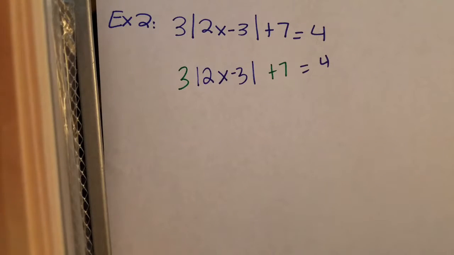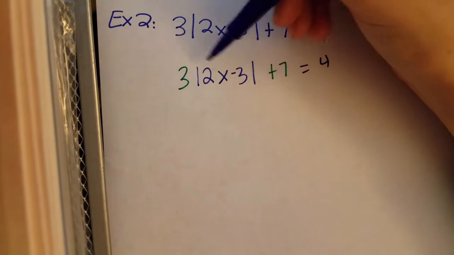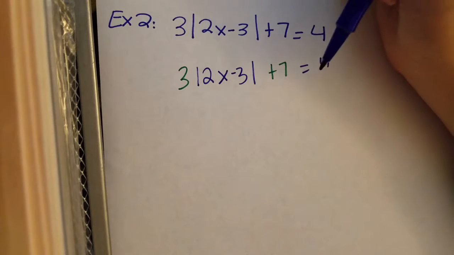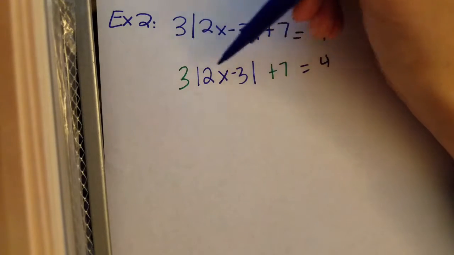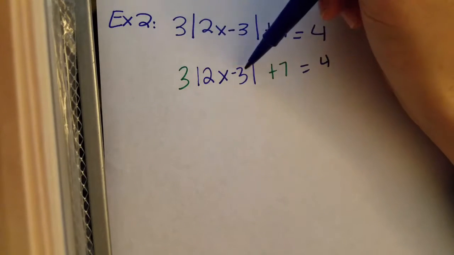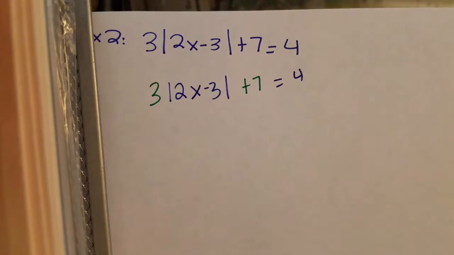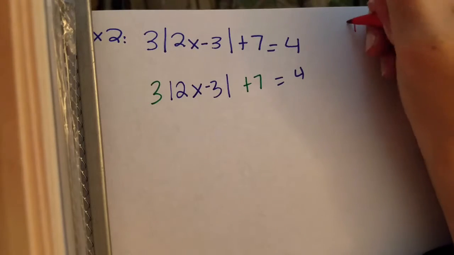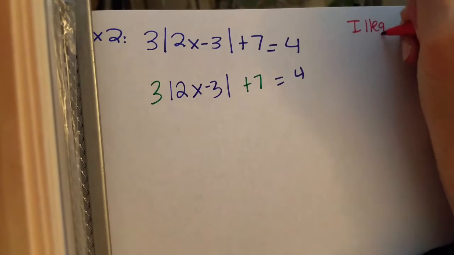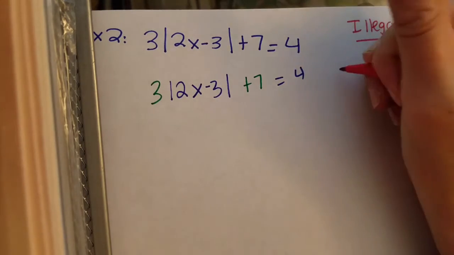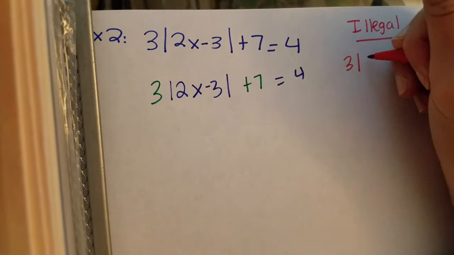Now, I'm going to warn you, you can never, ever, ever distribute a number inside of absolute value bars. It is not allowed. The demon cats will come for you if you ever distribute inside of absolute value bars. So this is illegal. This is something to watch for. Don't even try it. You cannot do this.